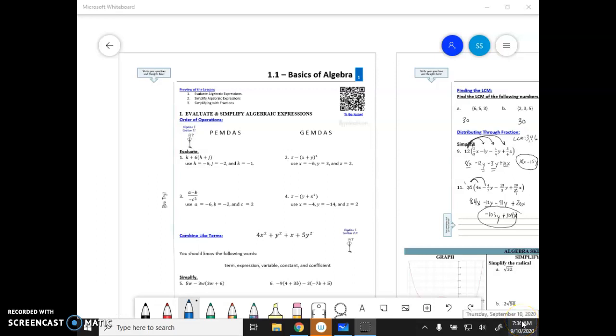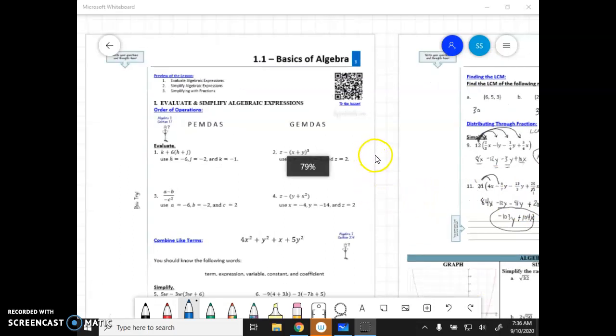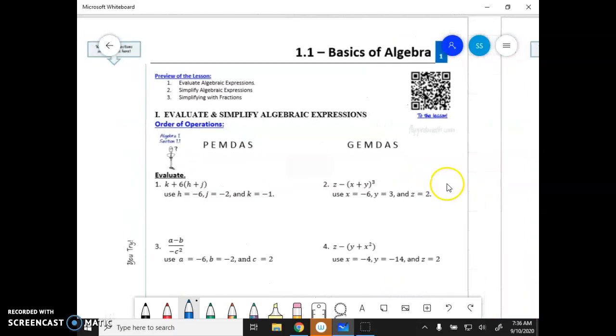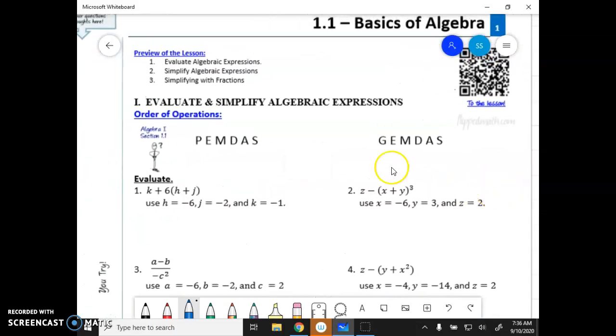Okay, here we go. This is 1.1 Basics of Algebra. This is the first real unit for Algebra 2. All right, so let's get started. So what are we going to be doing this week? We are going to be evaluating algebraic expressions, simplifying algebraic expressions, and simplifying with fractions.